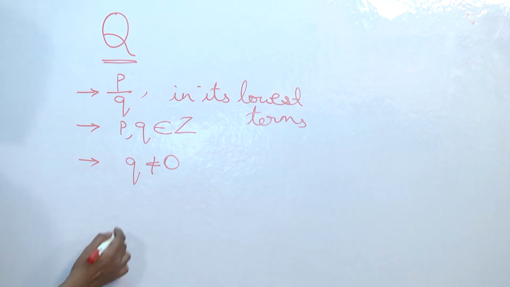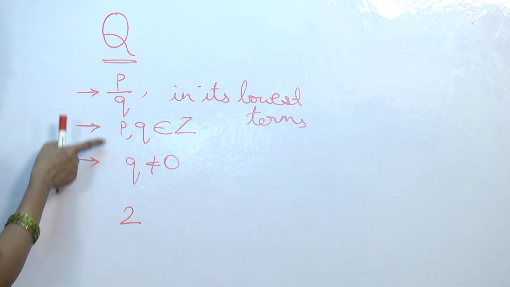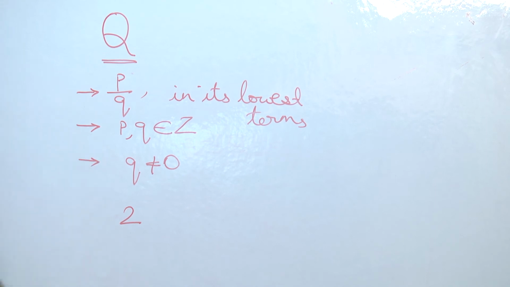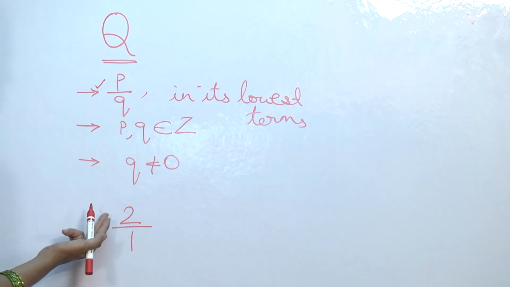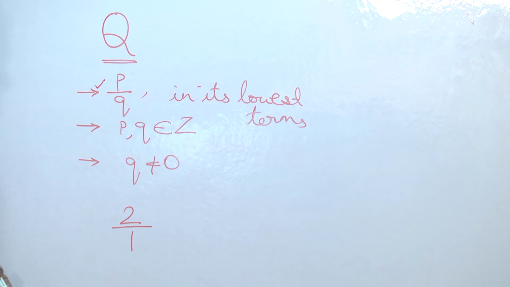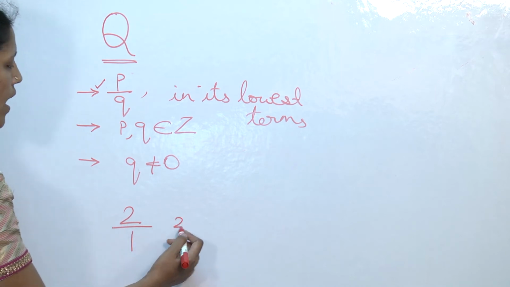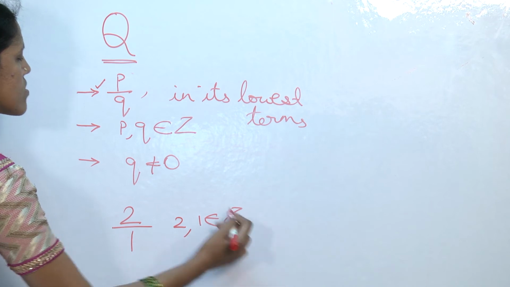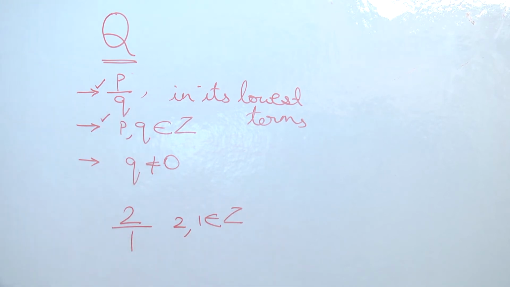Now let us check. Does 2 belong to the set of rational numbers? Does it follow all these conditions? The first condition: it should be written in the form of a fraction. Is 2 in the form of a fraction? As such, no. But if I write 2 as 2 by 1, it is in the form of a fraction. So the first condition is satisfied. Do both the numerator and denominator belong to the set of integers? Yes. 2 and 1 both are integers. So the second condition is also satisfied.